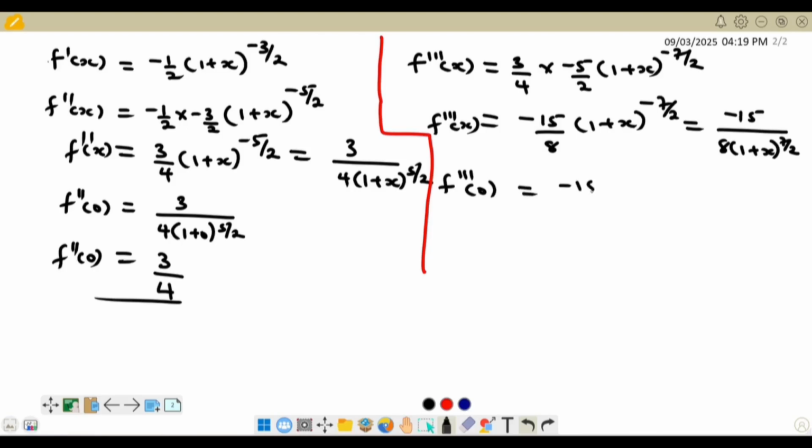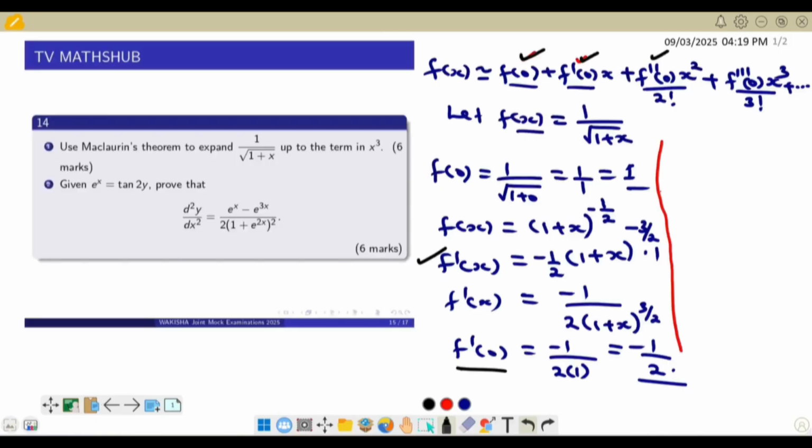which is negative 15 divided by 8 into 1 plus 0 to the power of 7 by 2, and this will remain negative 15 divided by 8. So this is f triple derivative of 0. So looking at what we need, to expand up to x to power 3. So we need to expand up to this given point.